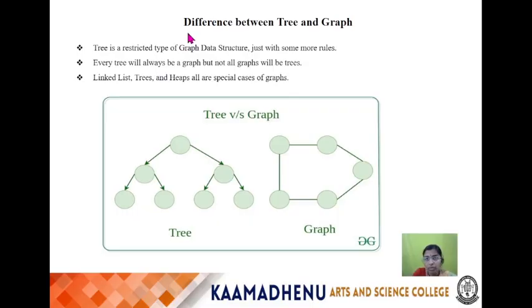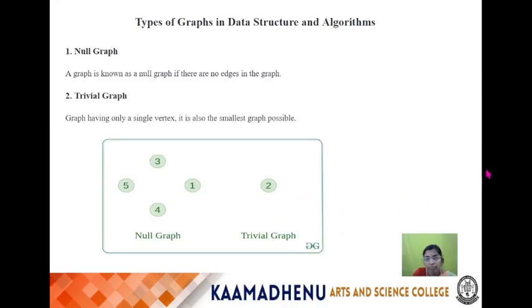So this is the difference between tree and graph. Tree is a restricted type of graph data structure, just with some more rules. Every tree will always be a graph, but not all graphs will be trees. Linked list, trees and heaps all are special cases of graph.